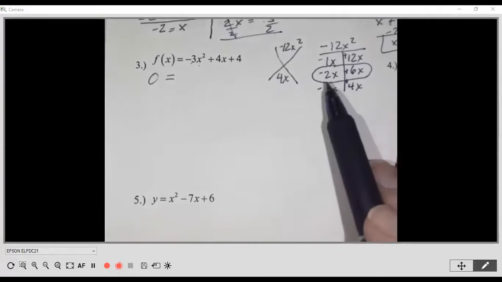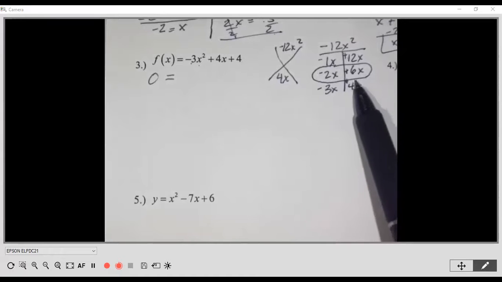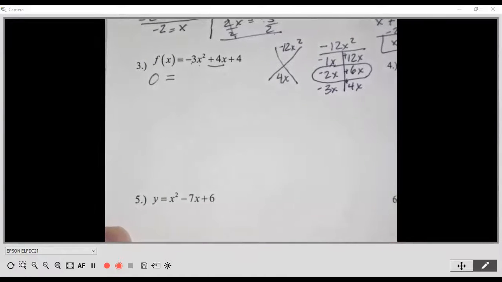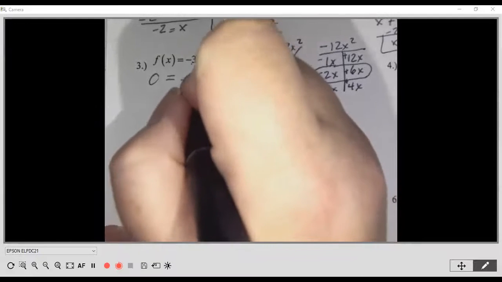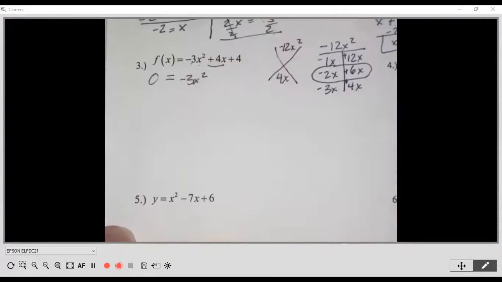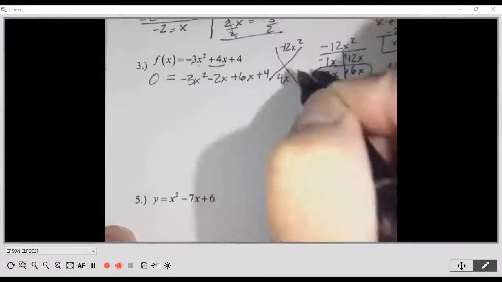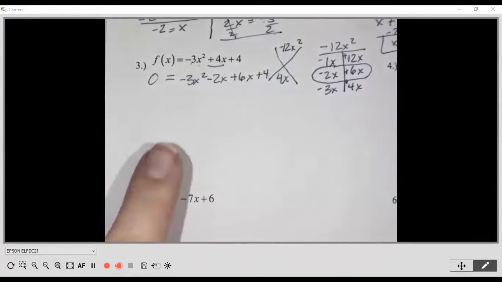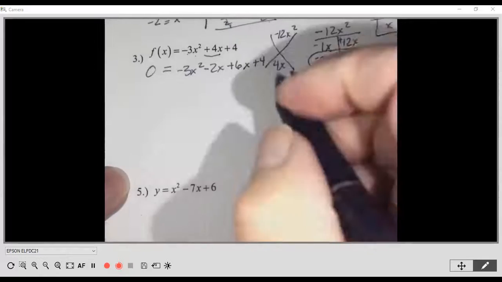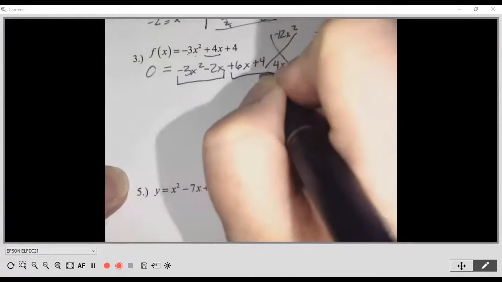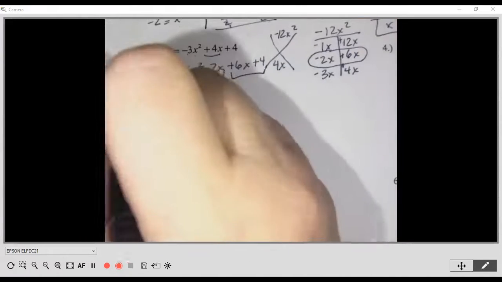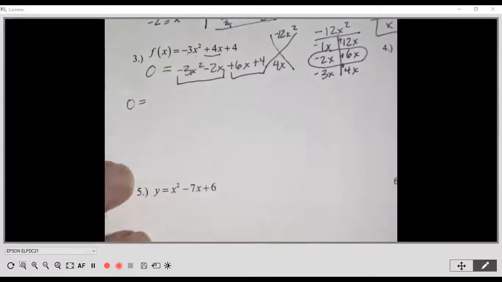All right, so again, we decided that the negative 2x and the positive 6x is what we're going to break this 4x into. So we have 0 equals negative 3x squared minus 2x plus 6x plus 4. And then we'll go ahead and factor by grouping. That's our first group. That's our second group. So we have 0 equals.